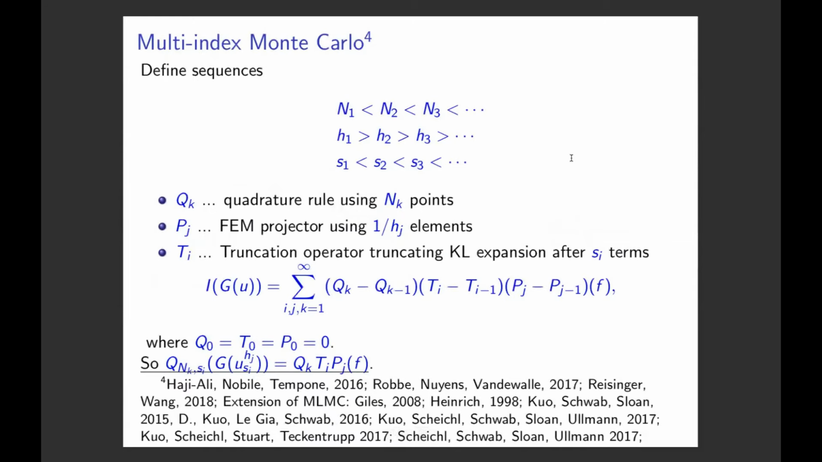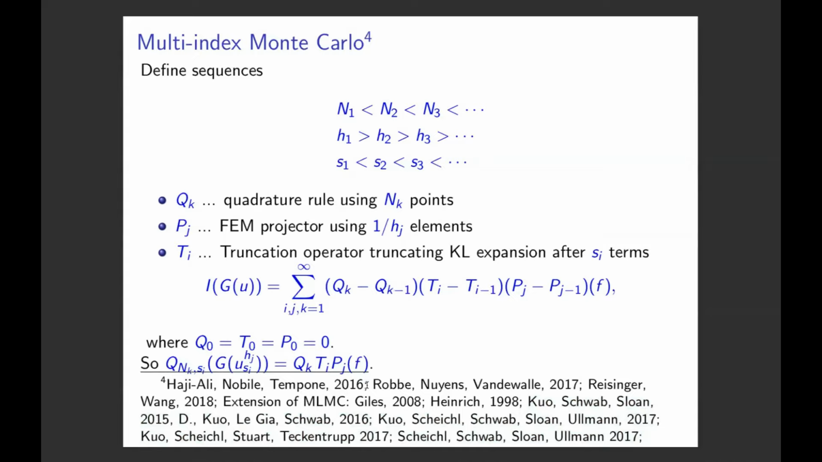The idea comes from Multi-Index Monte Carlo, which was first published in a paper by Abdul-Lateef Haji-Ali, Fabio Nobile, and Raul Tempone in 2016. This is an extension of the idea of multilevel Monte Carlo, which comes from Mike Giles and Stefan Heinrich. The multilevel Monte Carlo method has been applied in a number of papers, also in connection with quasi-Monte Carlo methods. You can see here a number of papers.